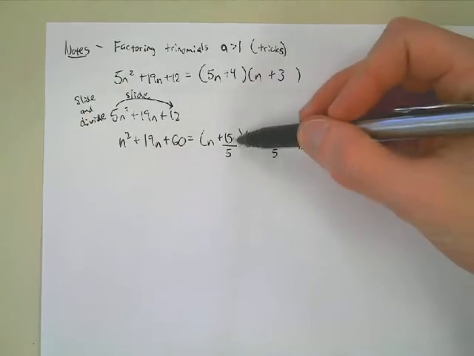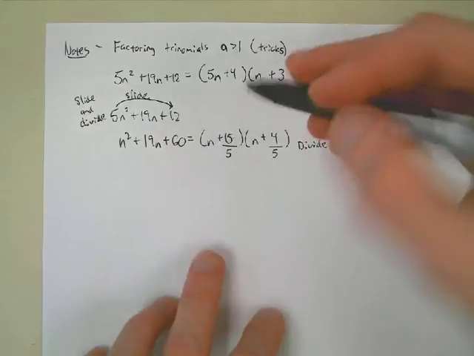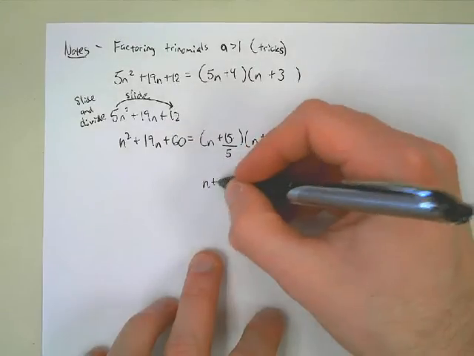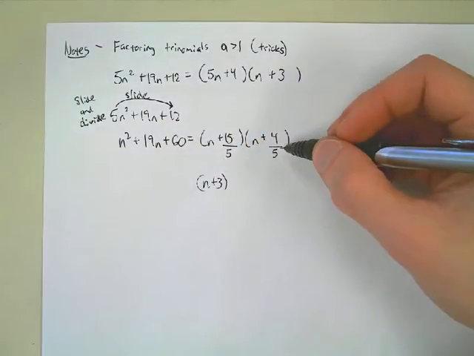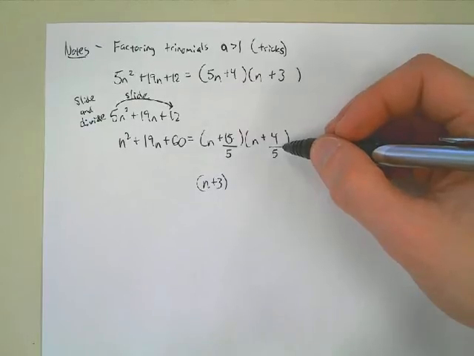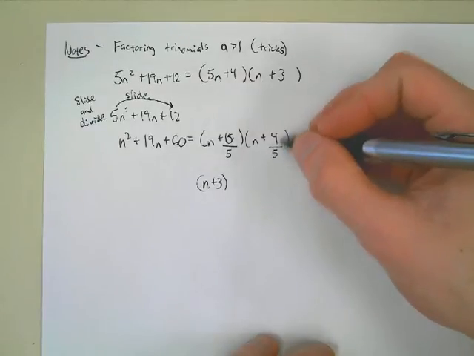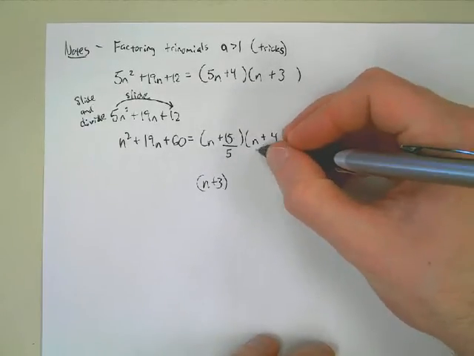15 divided by 5 is what? 3. 4 divided by 5 doesn't simplify or anything. It's going to give us a decimal if we actually do that fraction. So since it doesn't simplify any further, we're going to take the 5 and slide it right out here in front of the n.